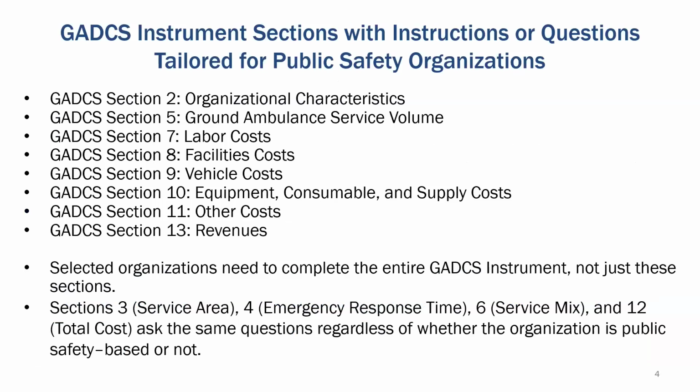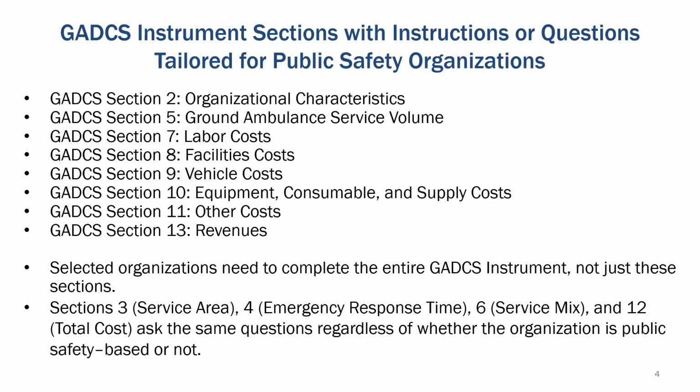And one of the principles of the GADCS is that there are a couple initial questions in section 2, which covers organizational characteristics, that really help determine the specific questions you're going to see for your organization in later GADCS sections. The goal was to have the GADCS questions adapt so that you're not faced with answering questions that aren't relevant to your ground ambulance organization.